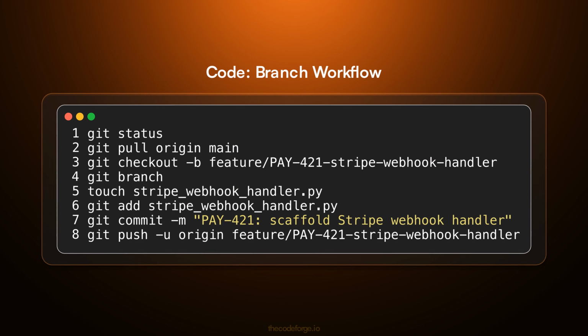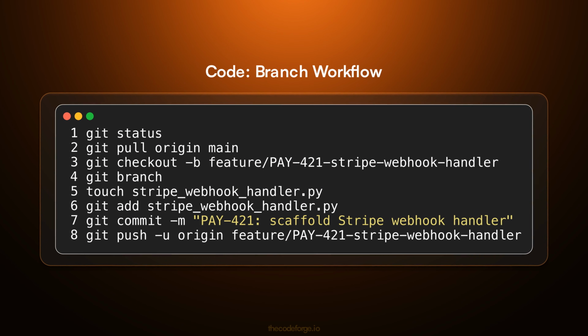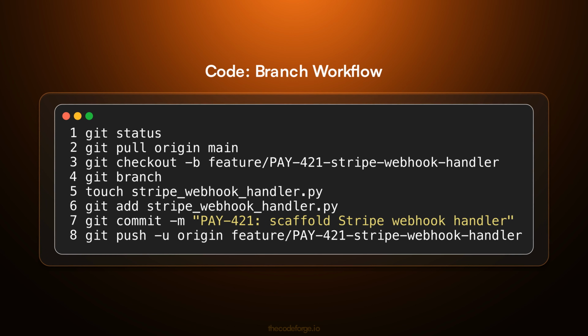Here's the full workflow. Start with git status to confirm you're on the right base. Pull main, create the branch, do your work, commit, and push with -u to set upstream. This isolates your changes from main completely.